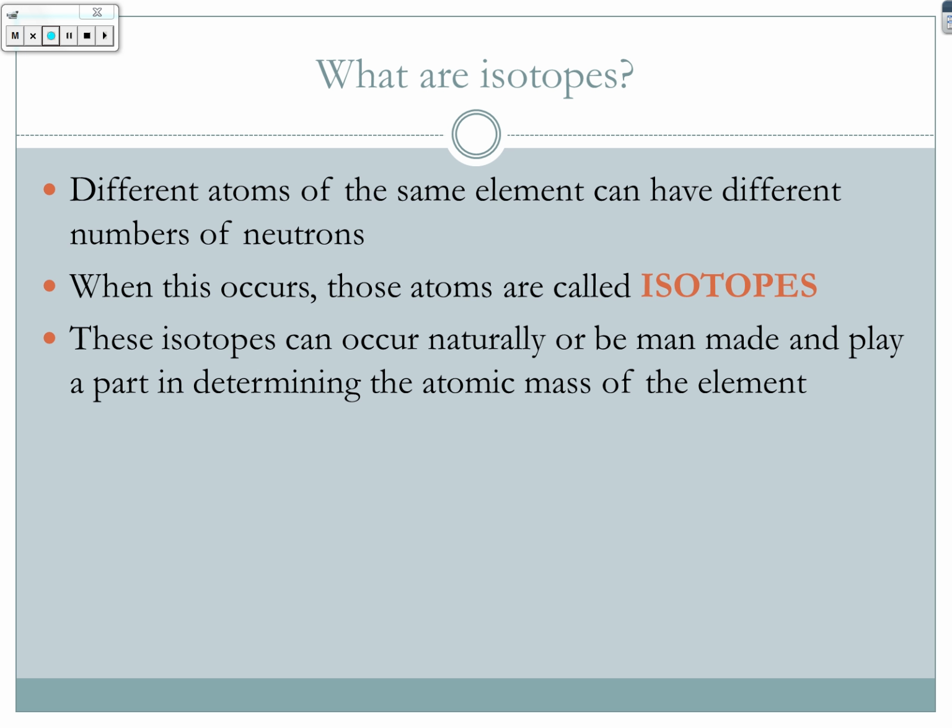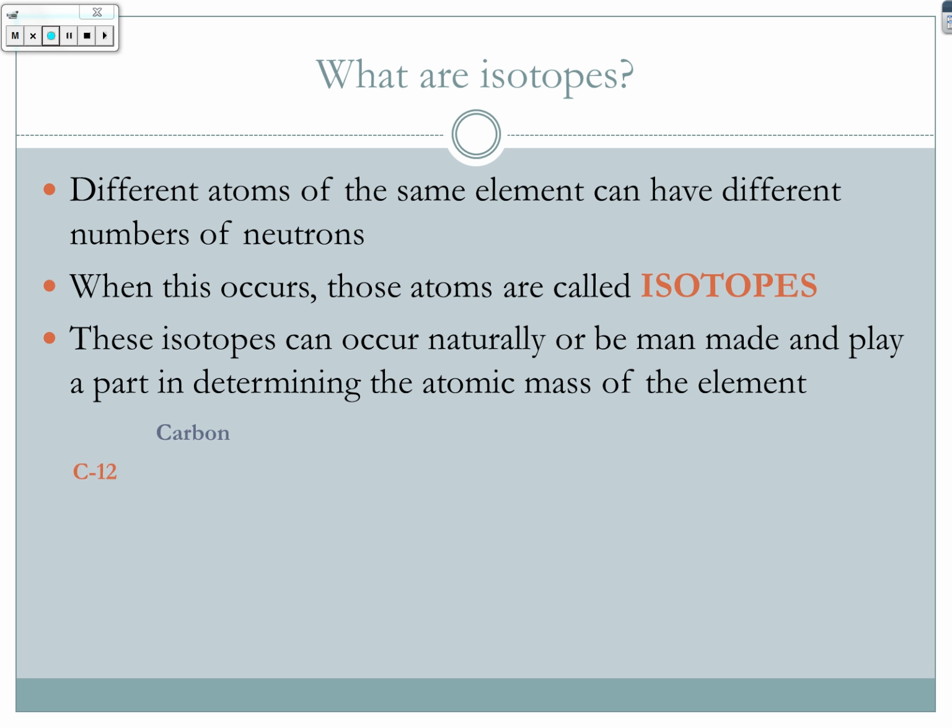These isotopes can occur both naturally or they can be man-made, and they play a large part in determining the atomic mass of the element, and we'll get into that in the next slide. But first of all, I wanted to talk about some examples of isotopes that you would have encountered in your real life, and maybe not in your real life. So carbon has different isotopes.